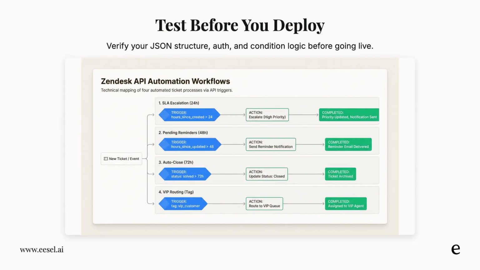Never deploy an automation without testing it first. Verify your JSON structure, confirm your authentication works, and check your condition logic against test tickets. Use the usage sideload to monitor execution counts once it's live.